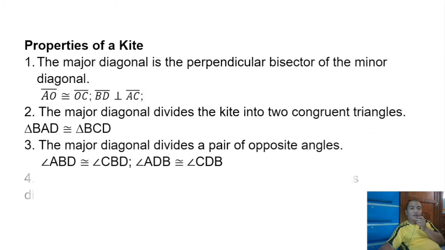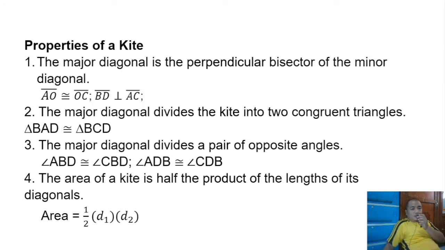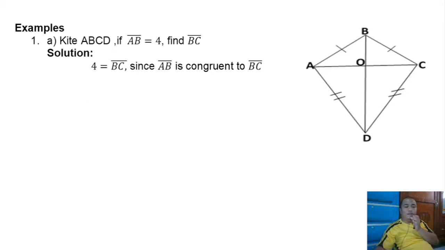Sorry about that. So we are now on the properties of a kite. The major diagonal is the perpendicular bisector of the minor diagonal. The major diagonal divides the kite into two congruent triangles. The major diagonal bisects a pair of opposite angles. And the area of a kite is half the product of the lengths of its diagonals.